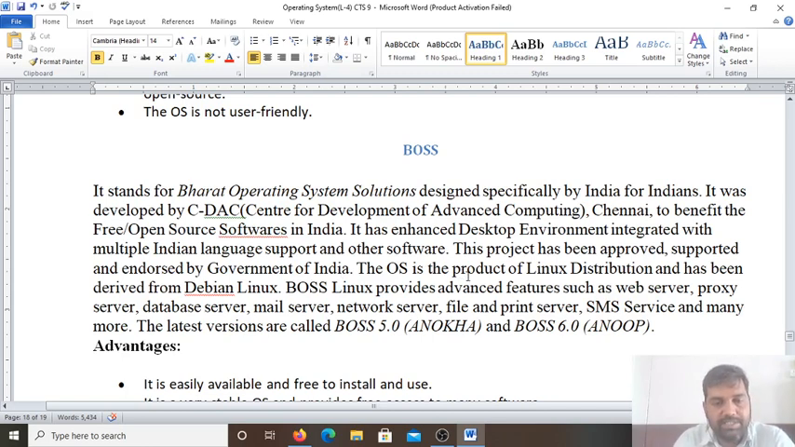BOSS makes it easier for Microsoft Windows users to migrate to the Linux platform by providing outstanding features like bulk document converters, presentation tools and features like plug and play.